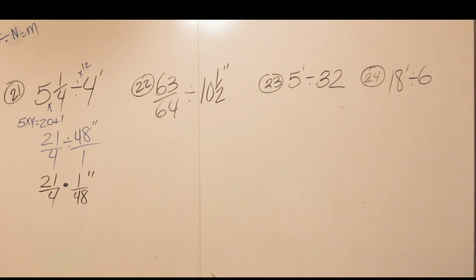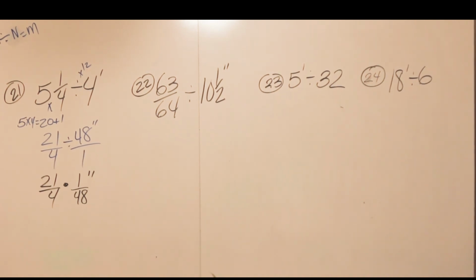None? No. You don't have to if you don't want to. I would like to. You don't have to cross reduce, but we will cross reduce. What number can go into 21 and 48 evenly? What number can go into 21? 7. Can 7 go into 48 evenly? No. What's another number that can go into 21? 7 times what gives you 21? 3. So 3 can go into 21.